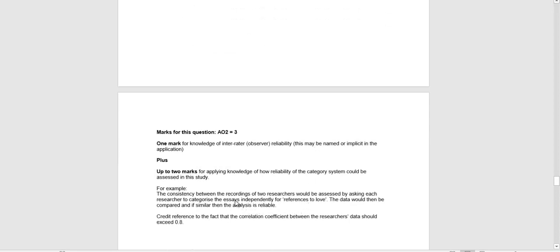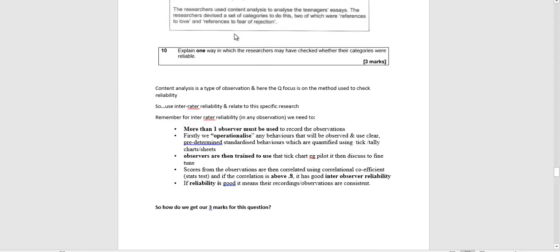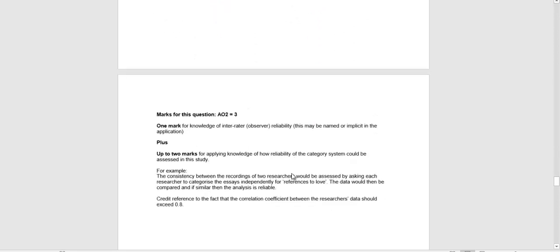Consistency between the recordings of the 2 researchers would be assessed by asking each of them to categorize the essays independently, for example, with their references to love and their references to fear of rejection. So categorizing using tally charts the number of times the references come up, but categorizing what they mean by references to love and references to rejection. Then we would compare them, in other words, correlate their scores, and they should be 0.8 and above for your 3 marks.